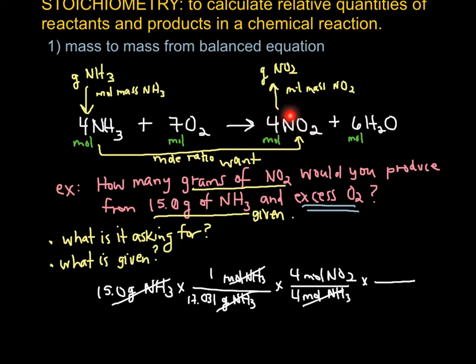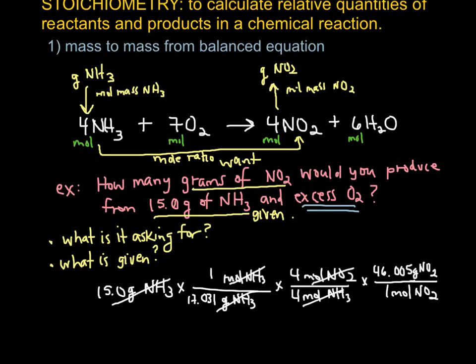Now we are going to take that number of moles of NO2 and we're going to convert it to grams using the molar mass of NO2, which is 46.005 grams of NO2 in a mole.